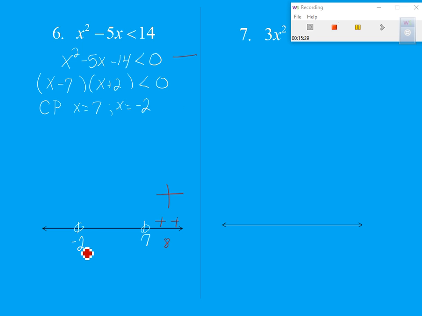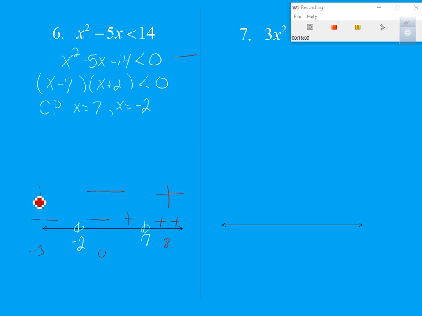I'm going to pick a number between negative 2 and 7. I'm going to pick 0. 0 minus 7 is negative. 0 plus 2 is positive. Any negative number times a positive number is going to give me a negative number. Pick a number less than negative 2, such as negative 3. Negative 3 minus 7 is negative. Negative 3 plus 2 is also negative.